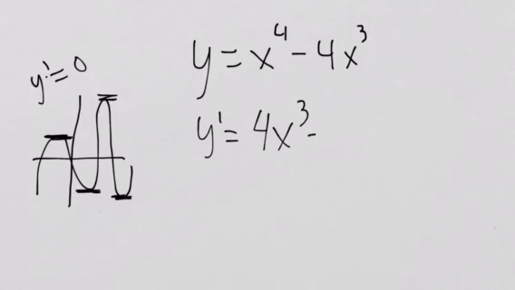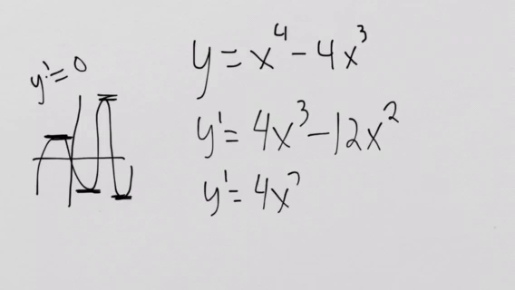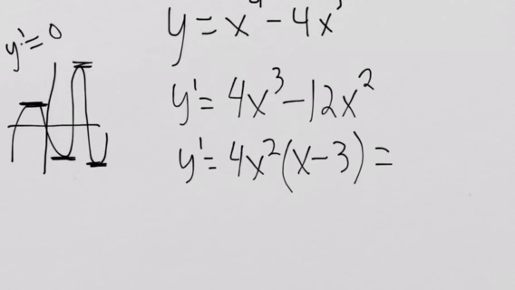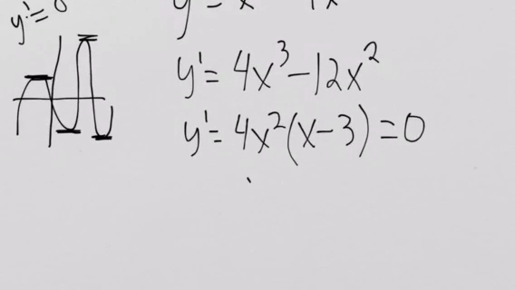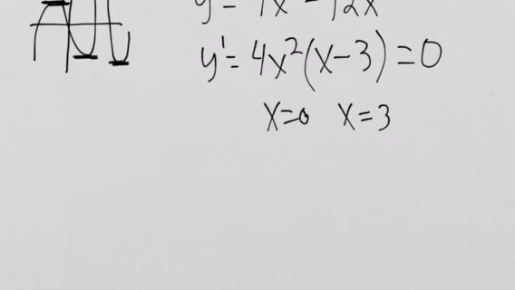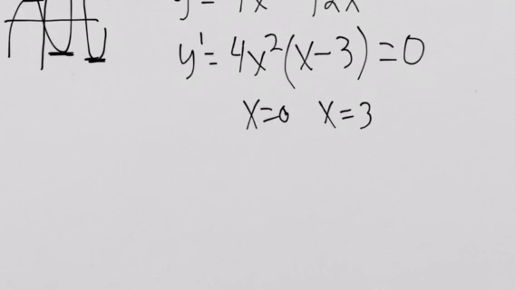So the first step is to determine y prime and then set it equal to 0. Y prime is 4x cubed minus 12x squared. And then it's going to be easier to figure this out if we actually factor out common factors here. So we're going to factor out a 4x squared, which is going to leave an x minus 3. So then when is this equal to 0? This is equal to 0 when x equals 0 for this factor, and then when x equals 3 for this factor.